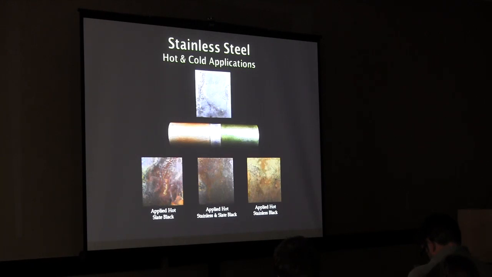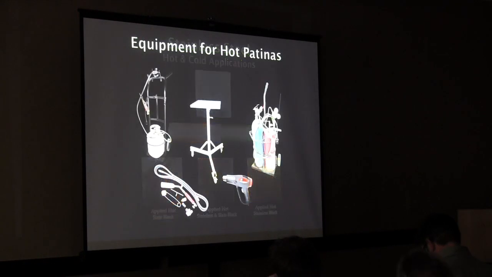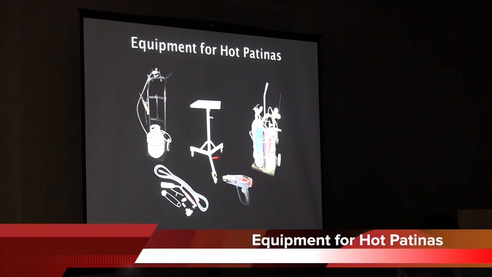Okay. There is a migration of the chrome and nickel in time. In about 3 or 4 weeks, it will kind of migrate back up and kind of seal it off to a degree. So, just some of the equipment you want if you were doing hot patinas.